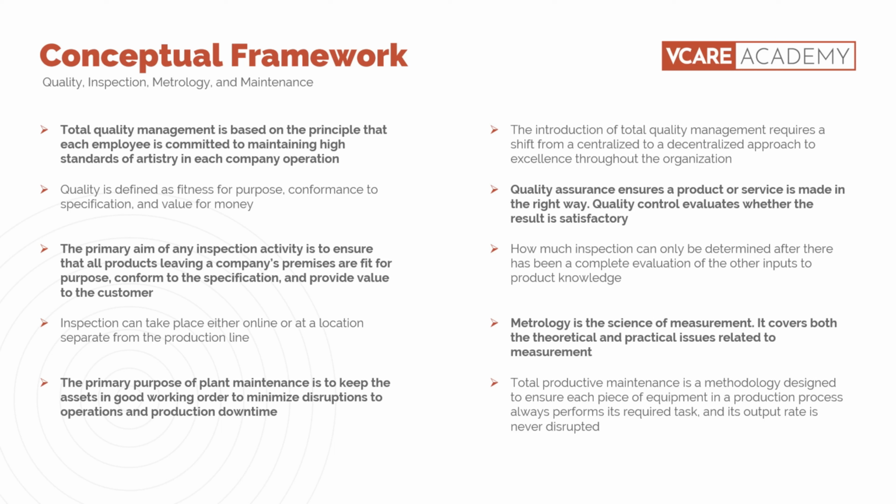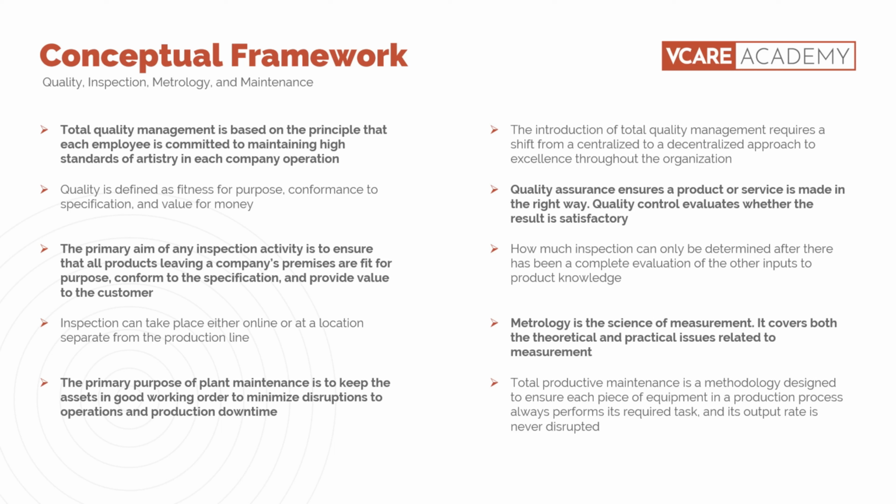The primary purpose of plant maintenance is to keep the assets in good working order, to minimize disruptions to operations and production downtime. And then total productive maintenance is a methodology designed to ensure each piece of equipment in a production process always performs its required task and its output rate is never disrupted.